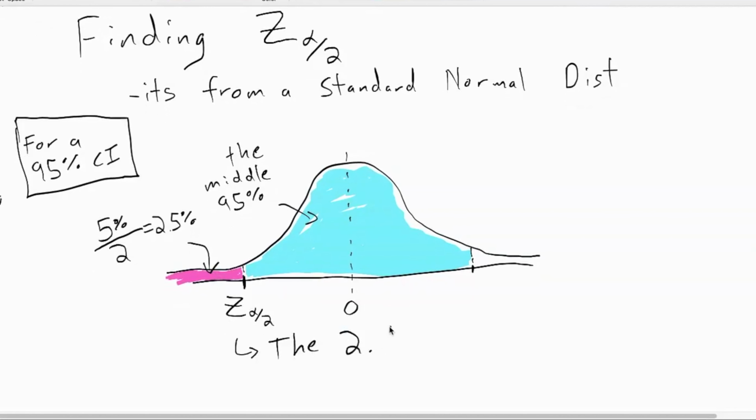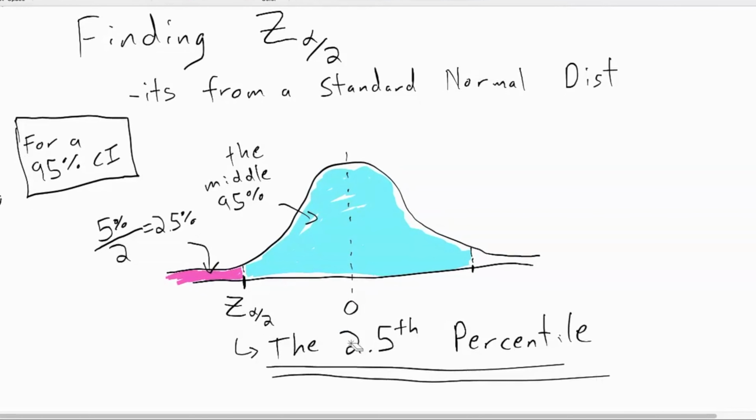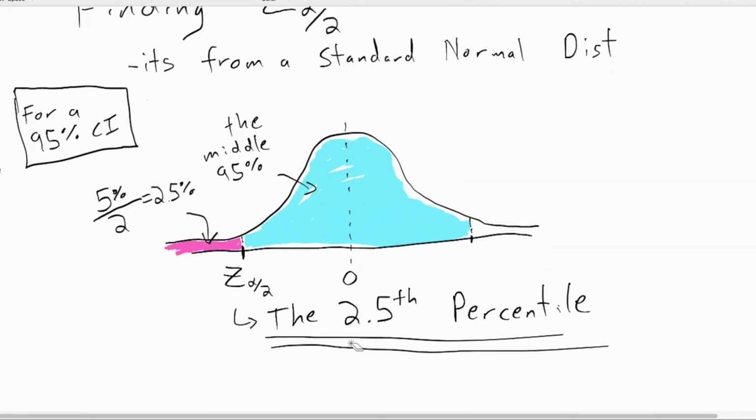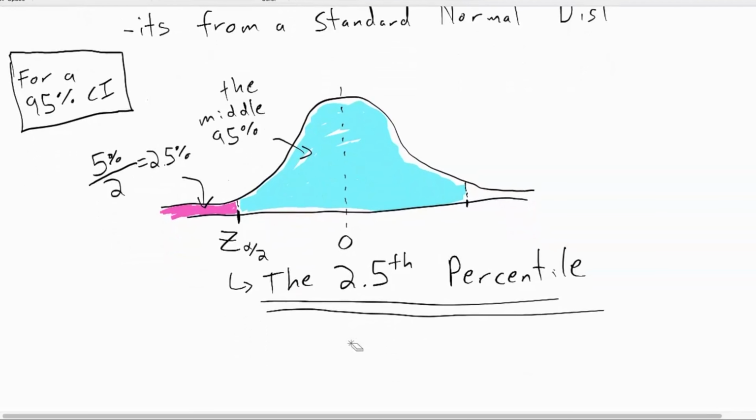which means that for a 95% confidence interval, z of alpha over 2 is the 2.5th percentile. So to find this number, like where the book would get this number from, they need to know how you find the 2.5th percentile of a standard normal distribution.